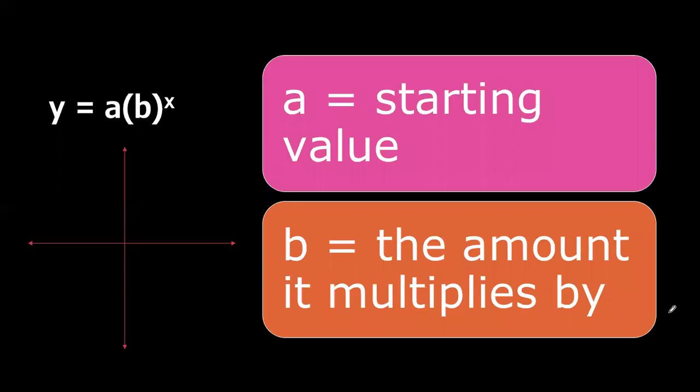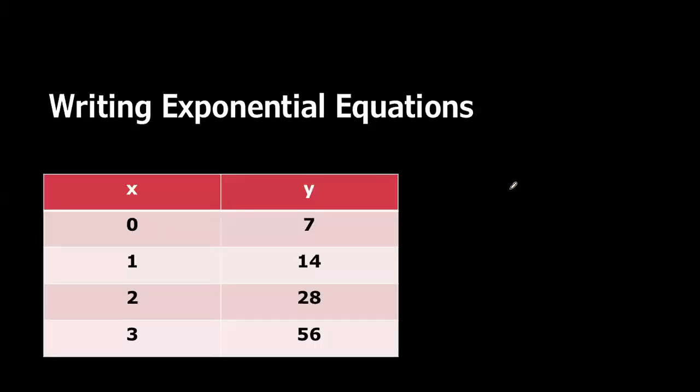So this is what we just said. A is the starting value, the y-intercept. B is the amount that it multiplies by. You're going to see what I mean by multiplies in a minute. So quickly write down this table. Quickly. Like really quickly.